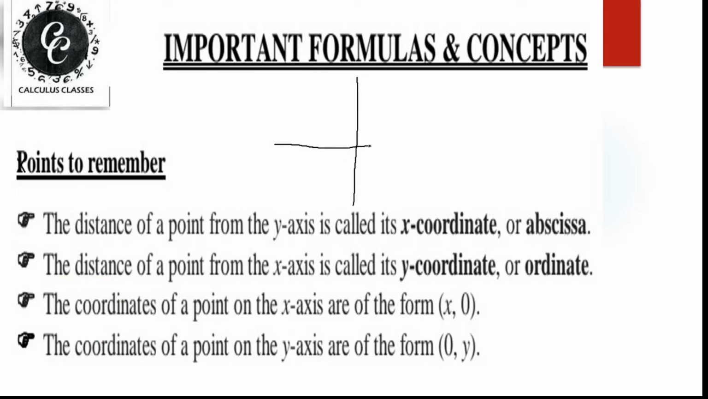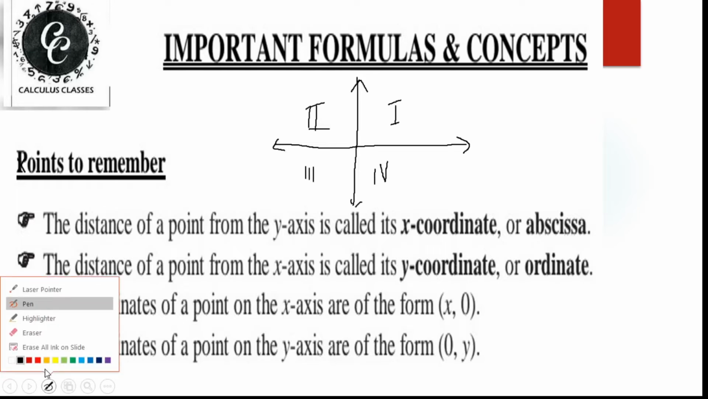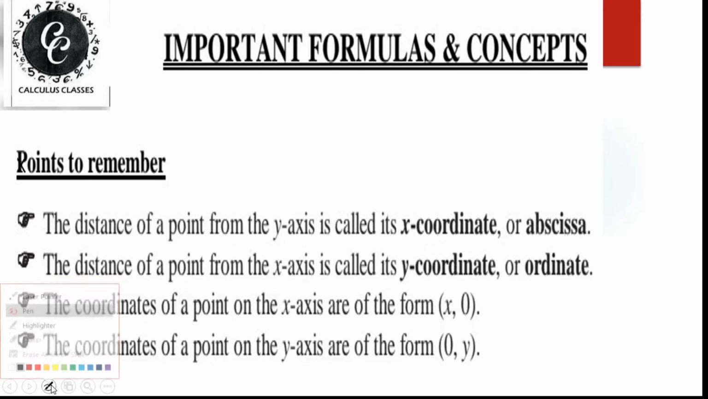We divide the plane into four parts. This is called the first quadrant, this is the second quadrant, this is the third quadrant, and this is the fourth quadrant. I hope you all know about this quadrant system. After that, we'll learn here how to plot a point and how we find the location of a point.